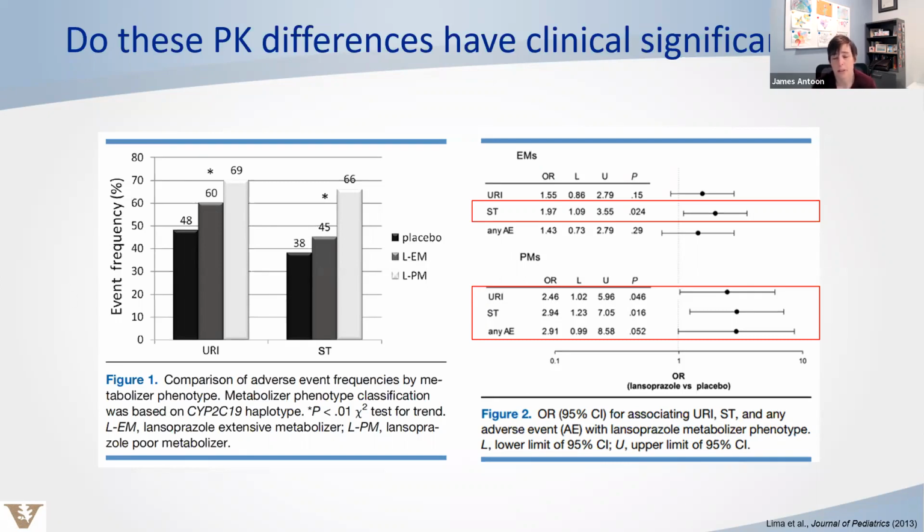But they had metabolizer status for CYP2C19 from each of the participants in the trial, and they had infection events. So they went back and looked amongst those that were treated with the proton pump inhibitors, and they actually did find that the poor metabolizers had more upper respiratory infections, sore throats, and other adverse events than those that were extensive metabolizers, which is an old term that we use to describe normal metabolizers. So again, this gave us a hint that there was potentially a clinical difference, not just a pharmacokinetic difference for proton pump inhibitors in children.